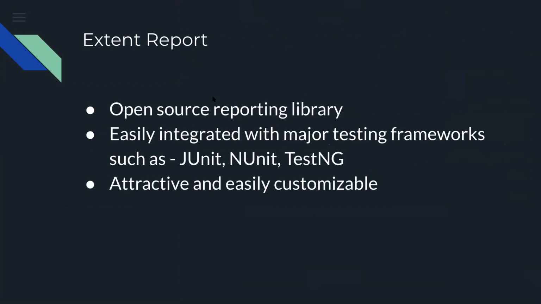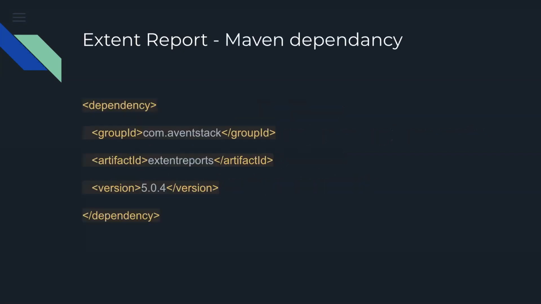Now, in order to make our project complete, we need to have some nice looking report. I do recommend for you guys to use the extent report, which is an open source reporting library. You can also buy the full version of it, and it's easily integrated with major testing frameworks such as JUnit, NUnit, and TestNG. In order to add the extent report, first we need to add the Maven dependency.